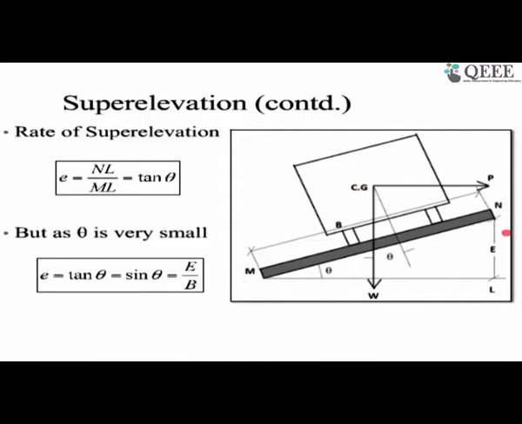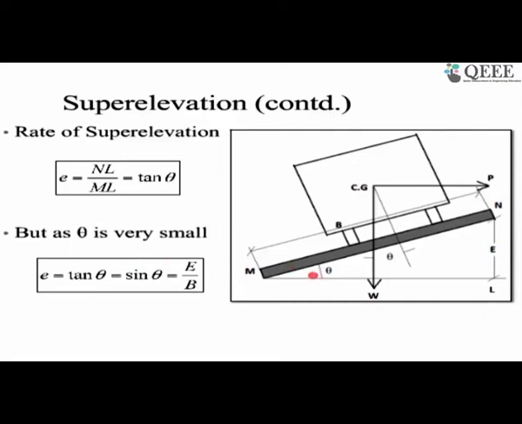If we look into the slope of the pavement, we need to find the rate of super elevation. The rate of super elevation is nothing but tan theta. So tan theta is NL by ML. This is your rate of super elevation. Irrespective of the pavement width, if you know the super elevation, you know how much you need to raise the outer surface.